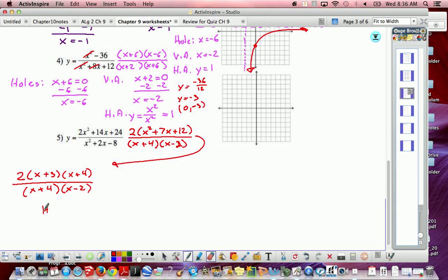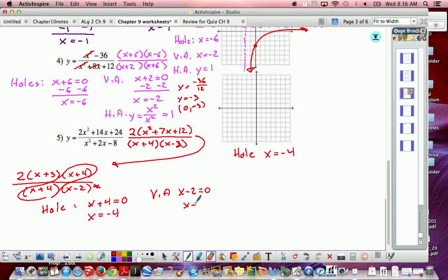So for a hole, we know the x plus 4's repeat. So x plus 4 equals 0, x equals -4. So I'm just going to write them here. Hole at x equals -4. Vertical asymptote, take the other one. X minus 2 equals 0, so x equals 2. We got vertical asymptote at x equals 2.